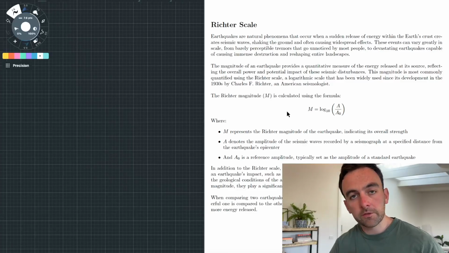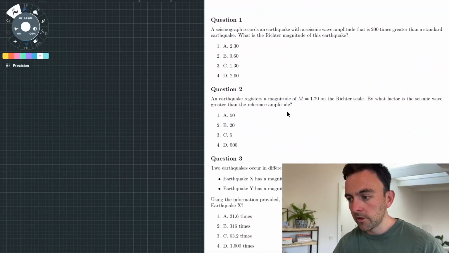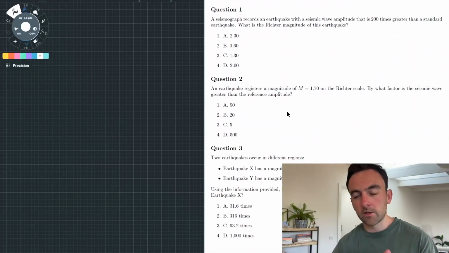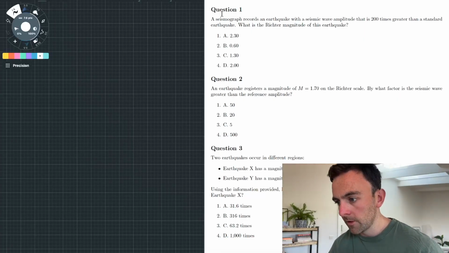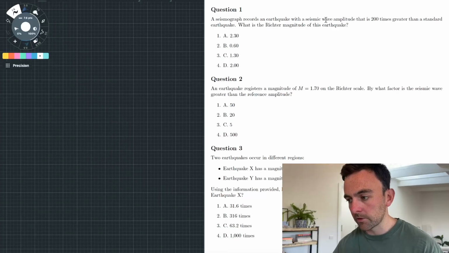So as I've said in quite a few of my videos, I always skip over the stem and just go straight to the question because the question actually acts as kind of a filter and allows me to search for what is relevant. So question 1 is saying a seismograph records an earthquake with a seismic wave amplitude that is 200 times greater than a standard earthquake. What is the Richter magnitude of this earthquake?